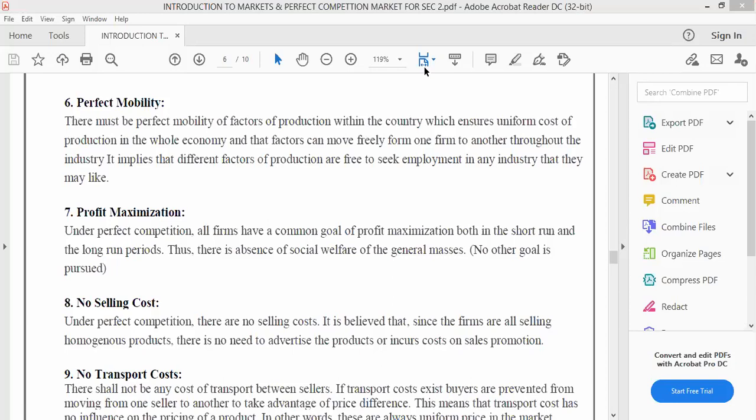Suggest possible measures that can be implemented in order to improve on the mobility of the factors of production.